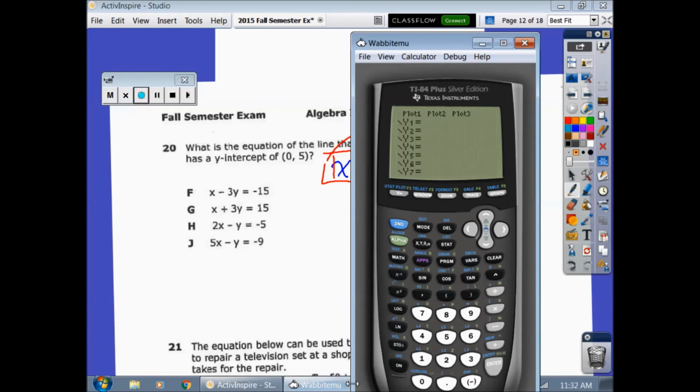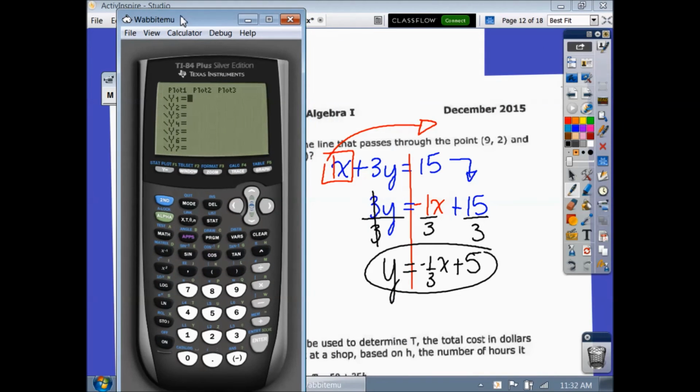Let's take this and put it in the calculator and see if it meets some of the conditions that we have here. So the first condition says that it needs to pass through this point 9, 2. Let's create a fraction.